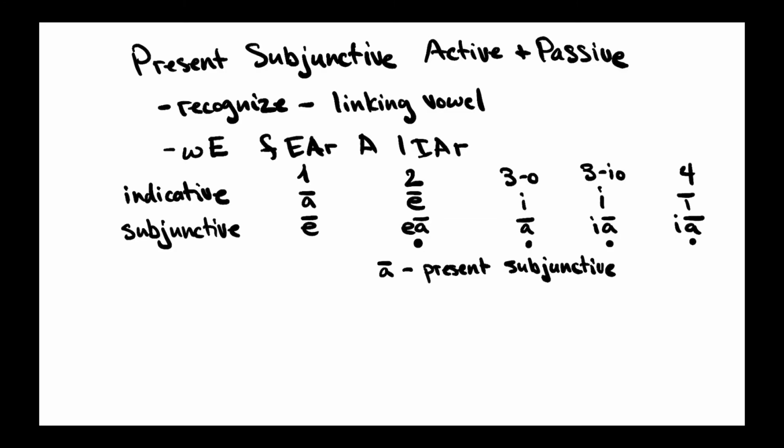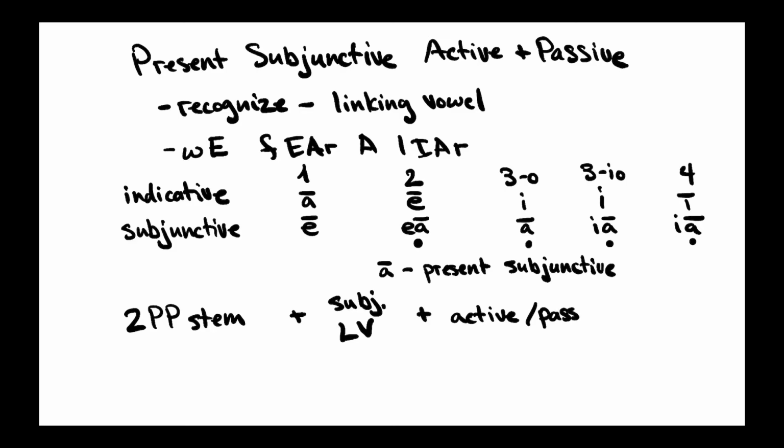Well, it's pretty easy. All you do is you take the second principal part stem, you add your subjunctive linking vowel, and then you add whatever active or passive ending you need. This is just your present endings, your normal endings that you deal with all the time. And there you go. You've got your present subjunctive, active or passive.